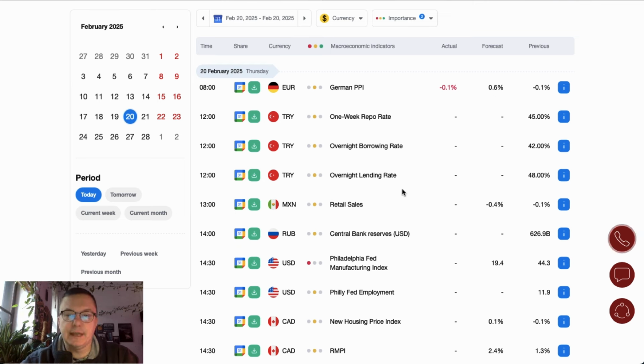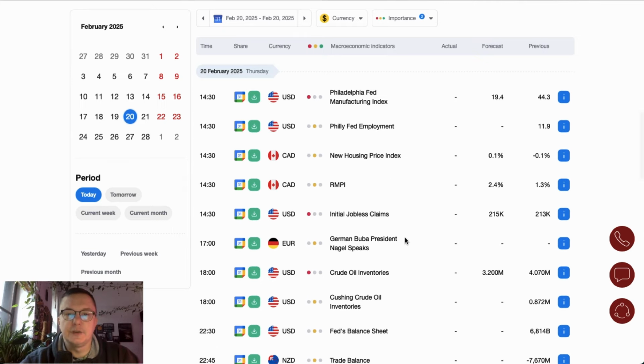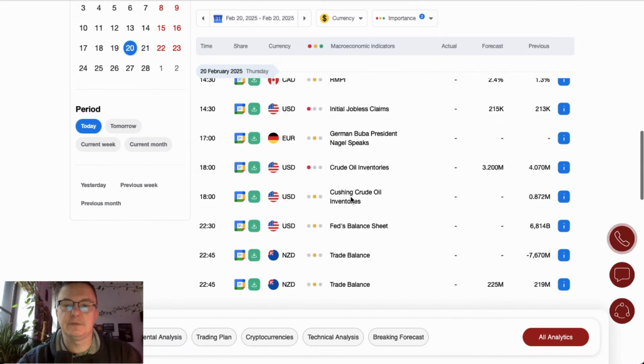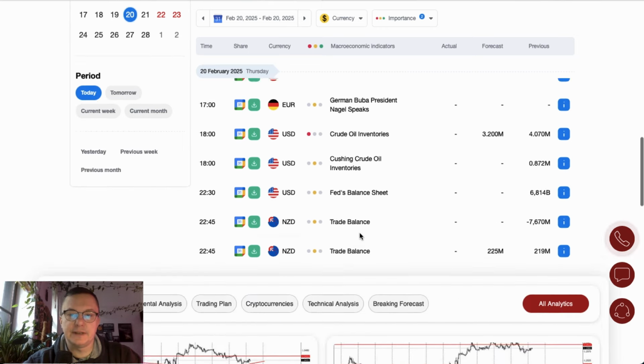We are still waiting for Turkey's overnight borrowing rate, overnight lending rate, and one-week repo rate. All of this will be released at noon. Then we are gently going towards the US session. Philadelphia Fed Manufacturing Index and Philly Fed Employment data are scheduled for release at 2:30. New Housing Price Index and LMPI are scheduled for release at 2:30 as well, but this data is from Canada, and at the same time we get initial jobless claims. So please notice 2:30: initial jobless claims and Philadelphia Fed Manufacturing Index, very important data releases.